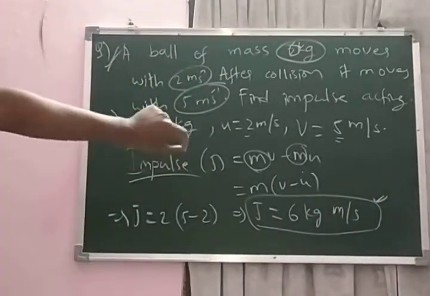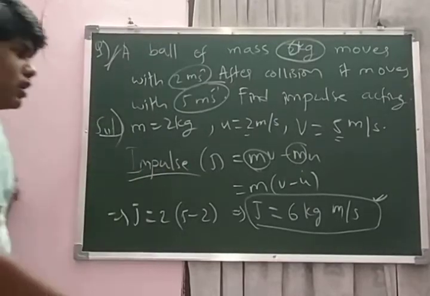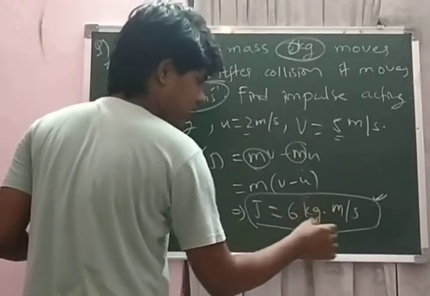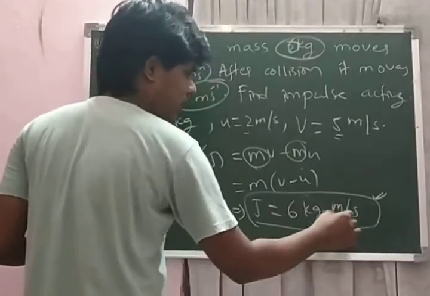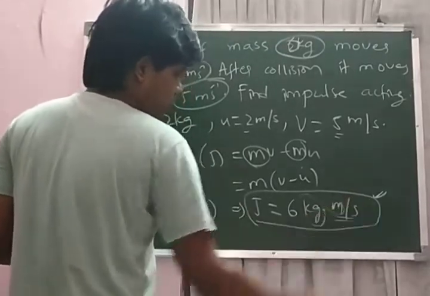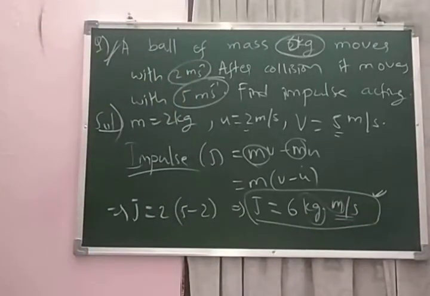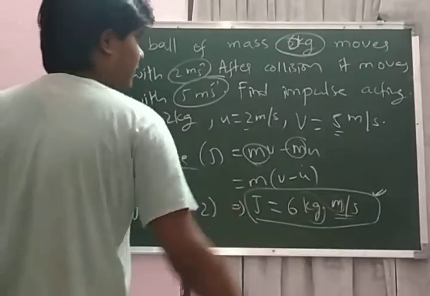And see here the units. Mass into velocity. Mass is represented by kg and velocity is represented by meters per second. So for impulse the units are kg into meter per second.